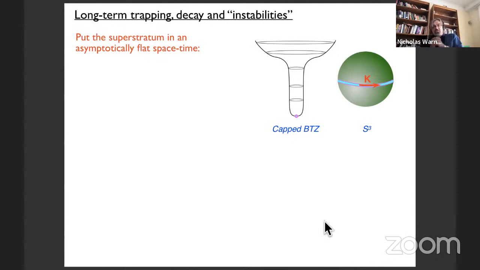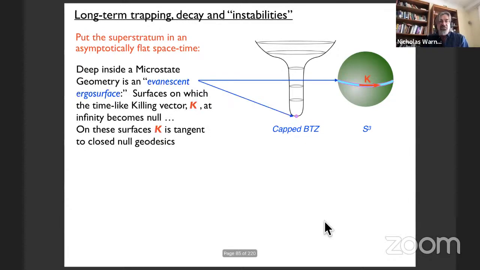But if you put them into an asymptotically flat space-time, as we know how to do, you find something interesting happens, or something that definitely requires investigation. The point is, the time-like Killing vector at infinity, the thing that you fiducially measure time with at infinity, when it goes into this microstate geometry, has what's called an evanescent ergo surface. It means that it's going null.